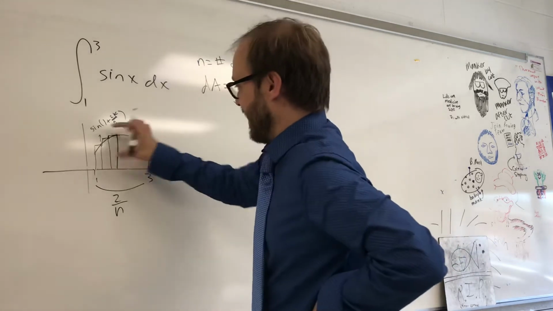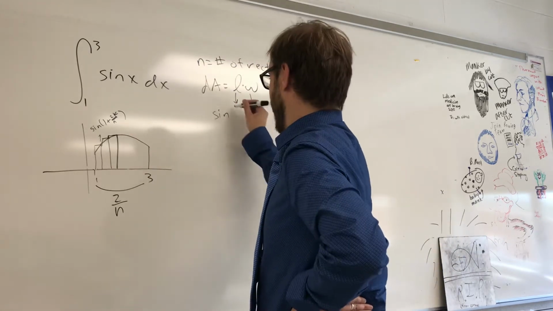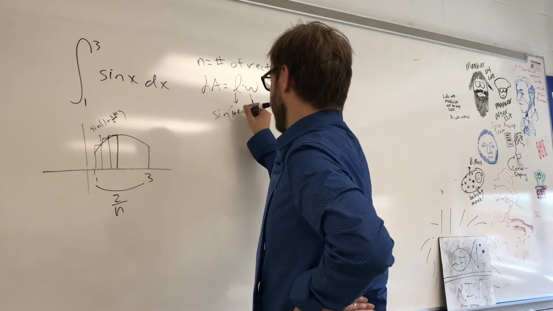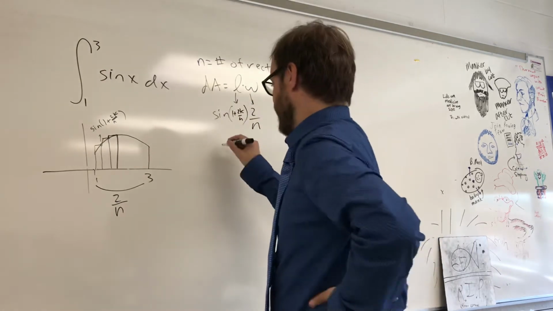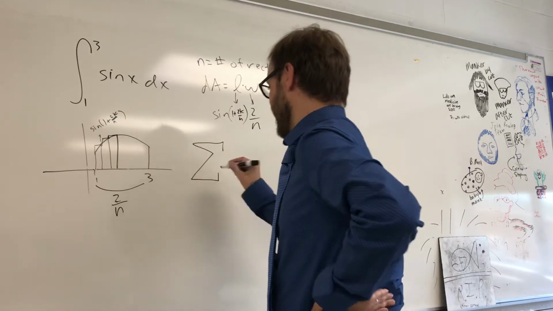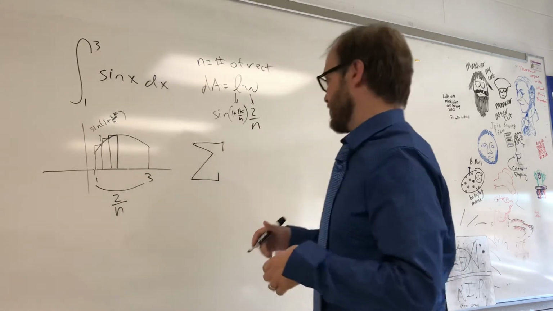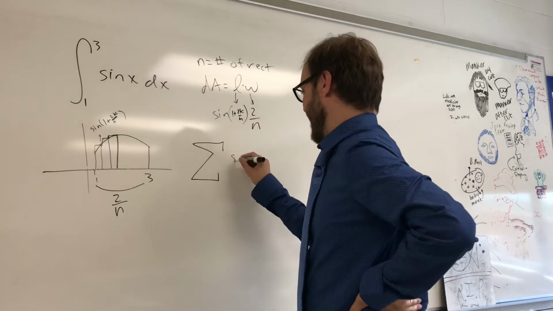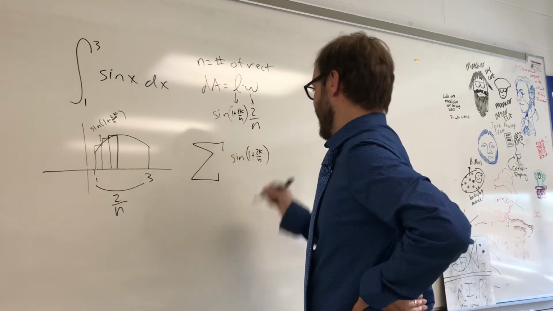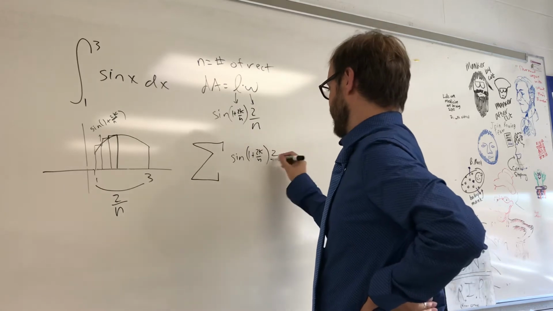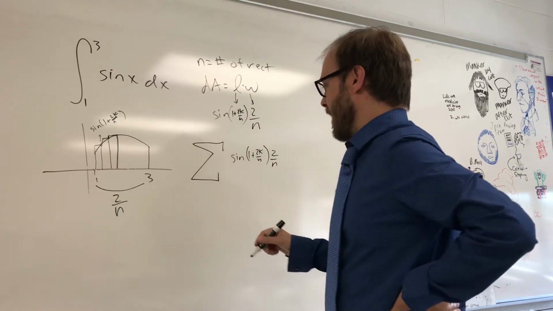So the height of each rectangle is going to be sine of 1 plus 2k over n, okay? And then we put all this together. So this is going to be a sum of the area of each of the rectangles, okay? One rectangle has a height that's sine of 1 plus 2k over n, and it's being multiplied by a width of 2 over n, okay?